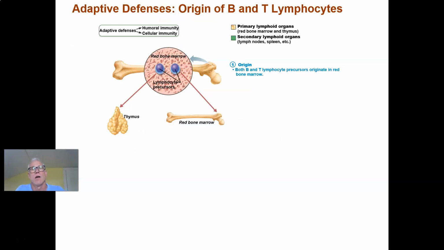So where do these cells come from? This next little section is about the origin of B and T lymphocytes, these cells of the adaptive immune system. They, of course, originate in the bone marrow.